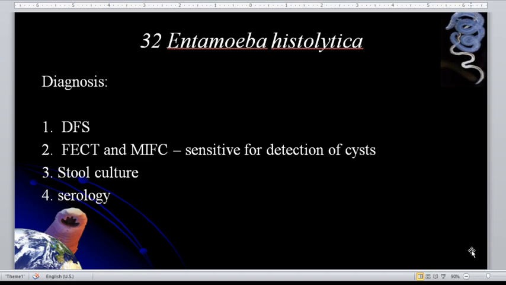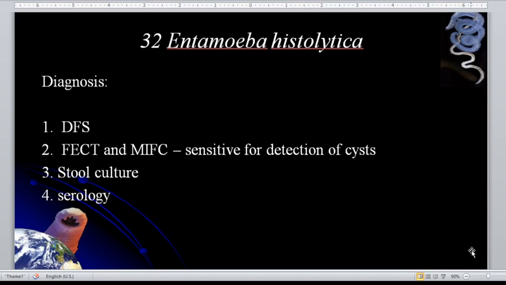Okay, number 2, the FECT and the MIFC. These are concentration techniques and these are sensitive for detection of cysts. Number 3, stool culture. This is not common in parasitology. This is specifically done to identify the presence of bacteria, unless that is bacterial infection. If they suspect what bacteria, guys? We have Salmonella and Shigella species. So this is for bacteria causing diarrhea.